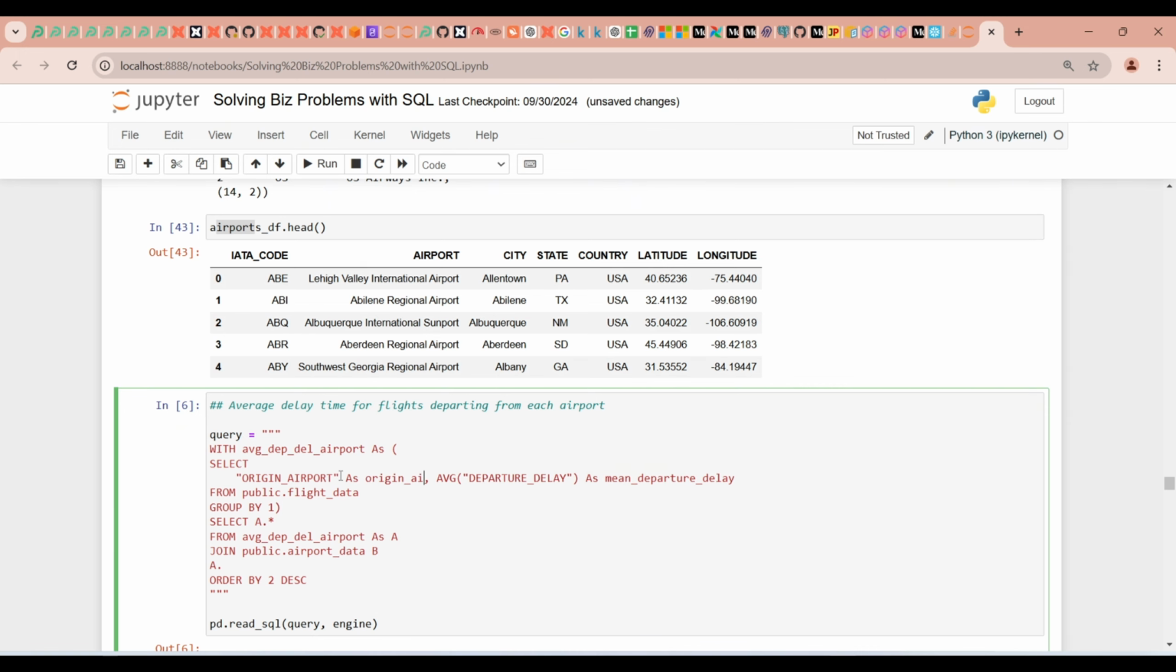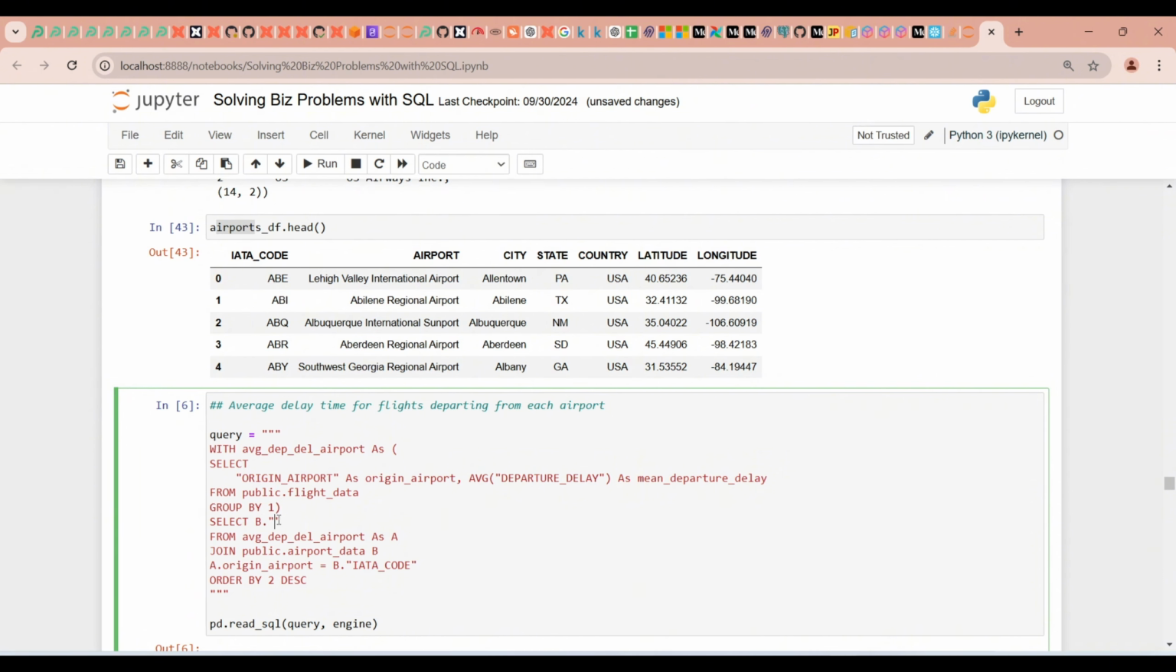Origin airport. So that will be A dot origin airport equals B dot IATA code. I have to put it in quotes like this because that's how I'll be able to reference that particular column. So I'm not picking A dot star. I just want to pick the airport name. That will be from the table B, which is the airport table.